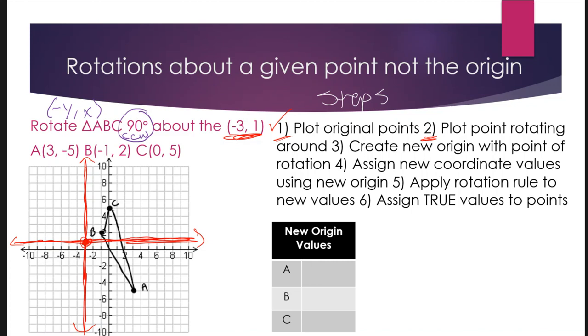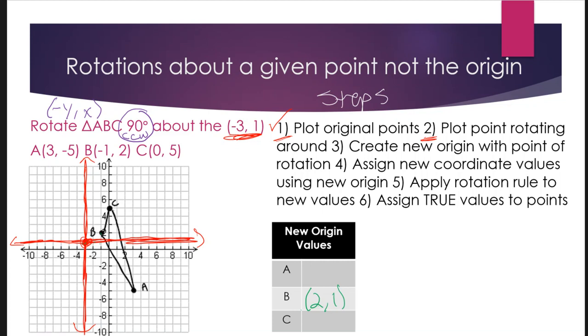I don't know why I'm saying negative. From here, I'm going 2 to the right, so that's why it's a +2. And then I'm going up 1. So from my fake origin, I need to assign A, B, and C new coordinates. From here, 2 to the right, 1 up. So that means that B is (2, 1).